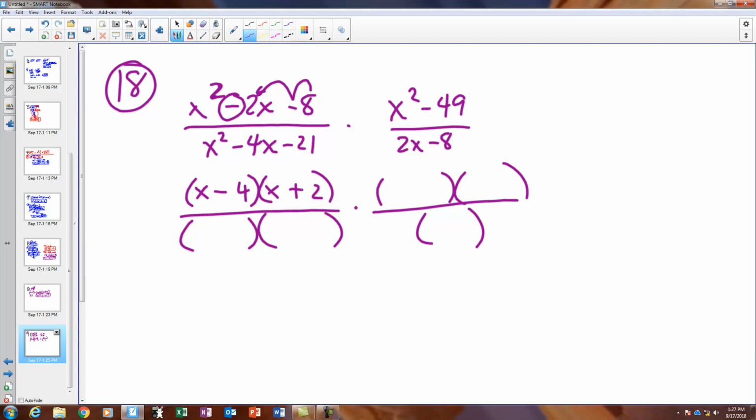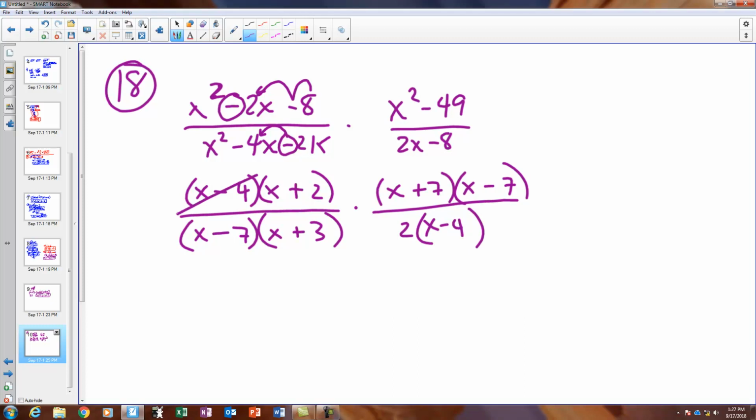Then when I go to the bottom, I'm going to have x and x. Factors of 21 that subtract to make 4 would be 7 and 3. In order for it to be a negative 4, it would be negative 7 plus 3. I come over to the left side, that's a difference of squares, so that's going to be x plus 7, x minus 7. And then here in the bottom, they both have a 2 in common, so I pull a 2, I get x minus 4.